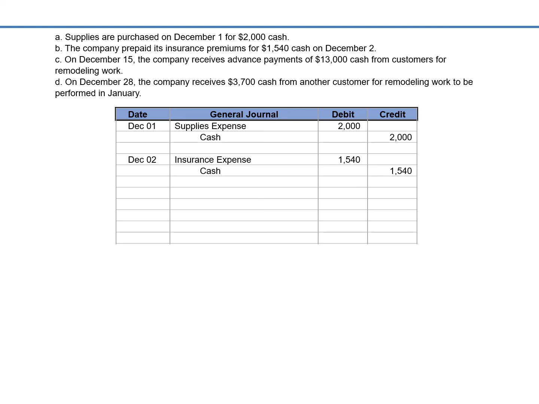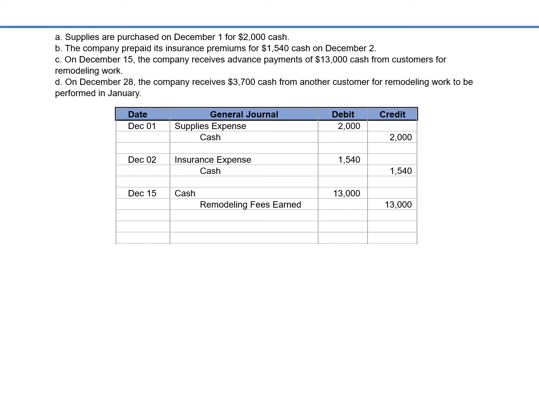Then in letter C, on the 15th, the company received advance payments of $13,000 cash from its customers for remodeling work. So typically, the way we've learned it to this point, the company would record an unearned revenue liability account and cash, right? But what they told us was the company's policy is to record it all to revenue, and then they adjust at the end of the period, the other direction from everything that we've learned to date. So on December 15th, they received cash, and then they recorded revenue for $13,000.